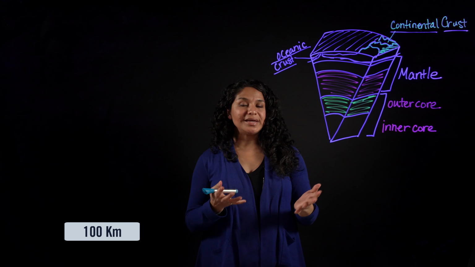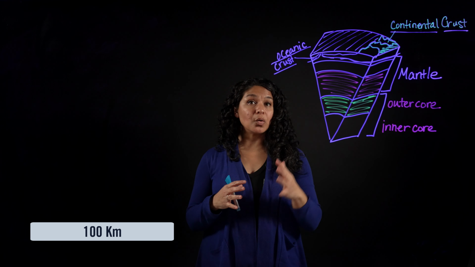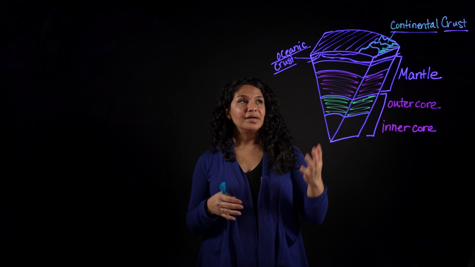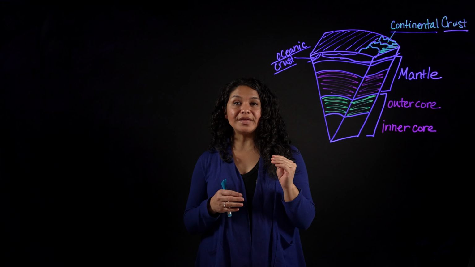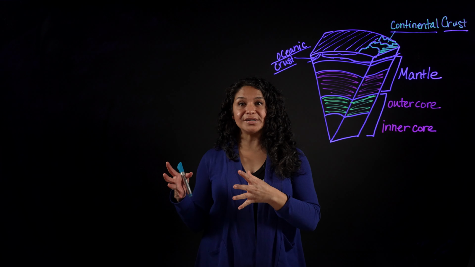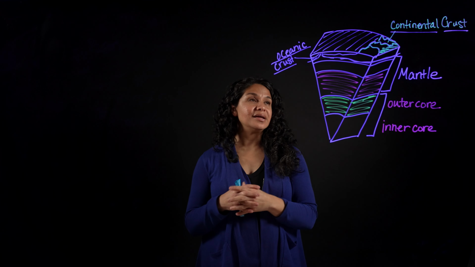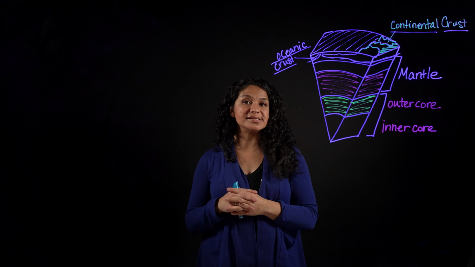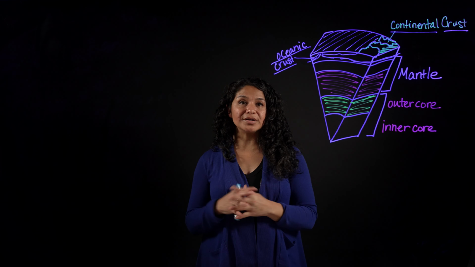The crust is only about 100 kilometers thick or less, and if we were to compare the Earth to an apple, the crust would be thinner than the apple skin. So it's a very, very small part of the Earth. It only makes up about 3 to 5% of the total mass of the Earth.